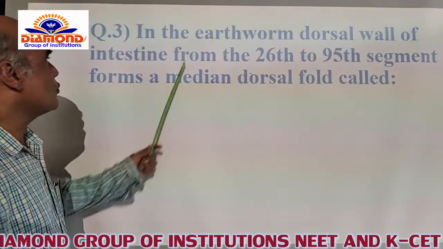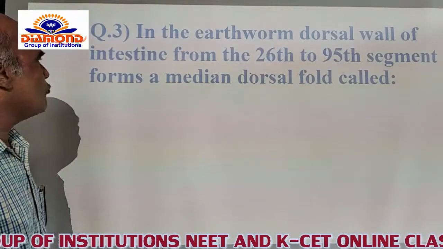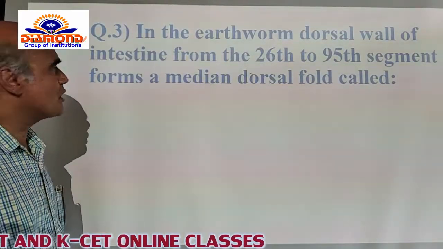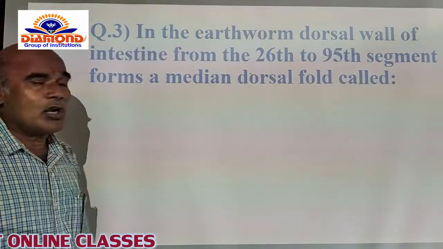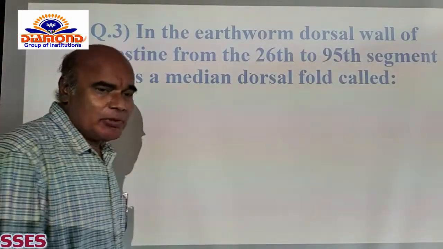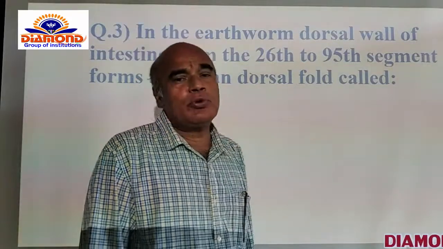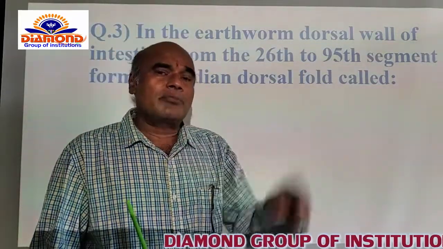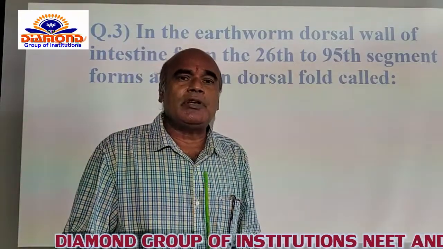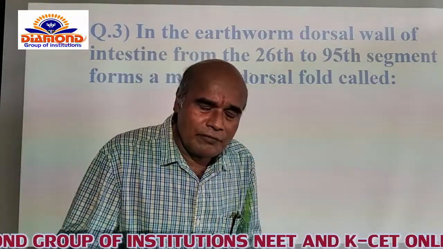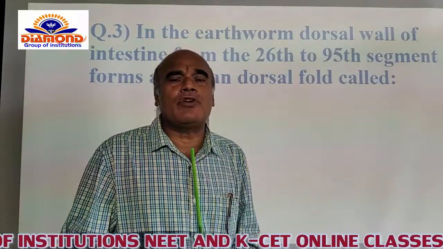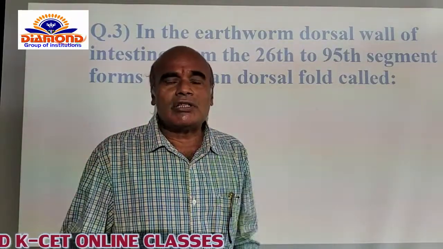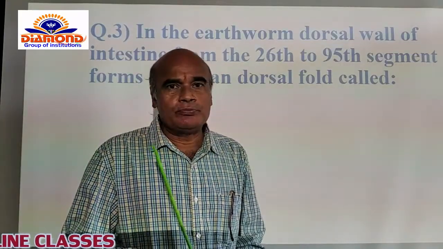Now you go for the other question. In the earthworm, the dorsal wall of the intestine from the 26th to 95th segment forms a median dorsal fold. It is simply called a typhlosole. From the 26th onwards up to the 95th segment of the body of the earthworm, there is a median dorsal fold. That structure is specifically named the typhlosole.